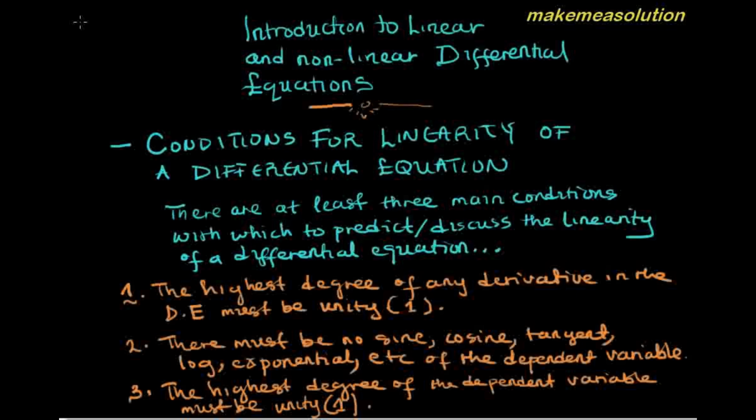Then finally, thirdly, and the last one is that the highest degree of the dependent variable must be 1 or unity. So your dependent variable too must have a power of 1. Anything other than 1, then it is no more a linear differential equation.